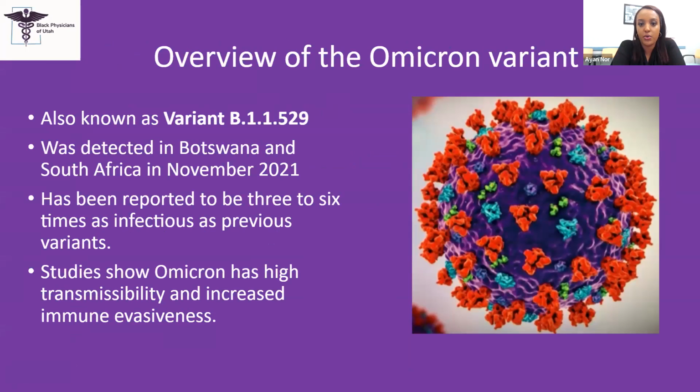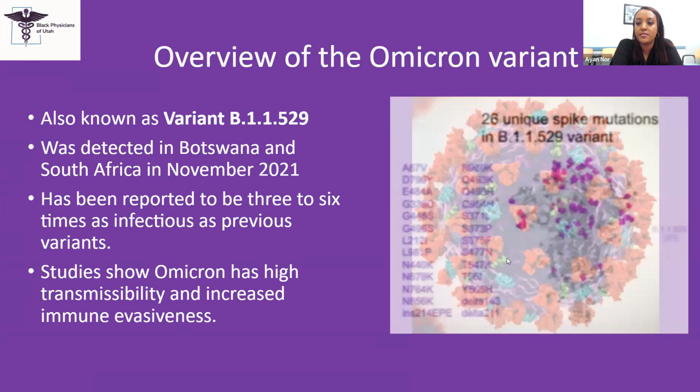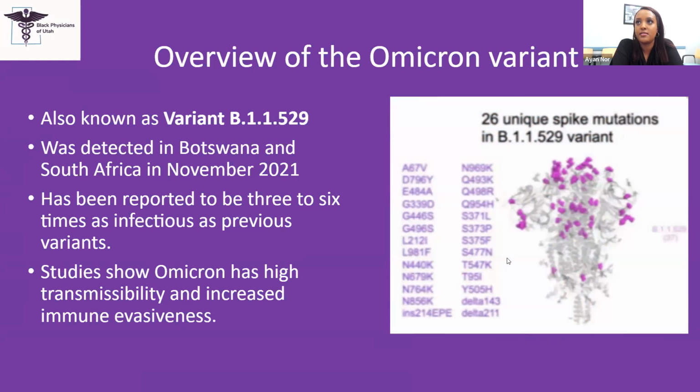Yes, for sure. So currently we are dealing with the Omicron variant. That is the current variant of concern. It was detected in Botswana and South Africa in November of 2021. It's been reported to be about 3 to 6 times as infectious as previous variants. However, it's not as severe. Studies have shown that Omicron has a high transmission rate and increased immune evasiveness.